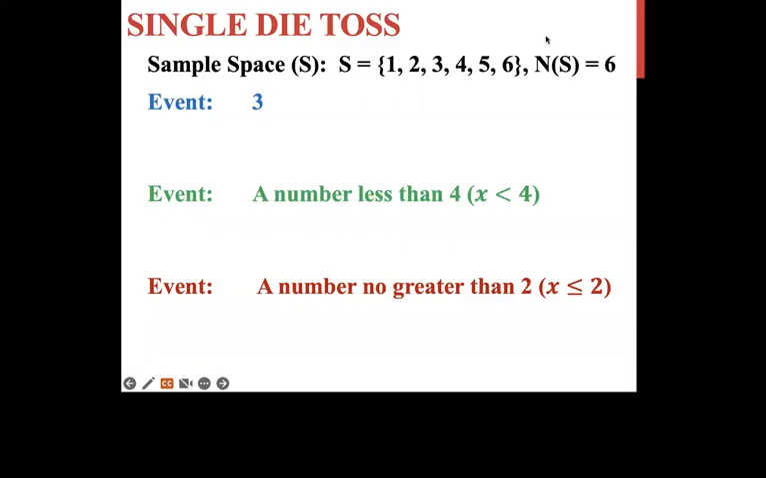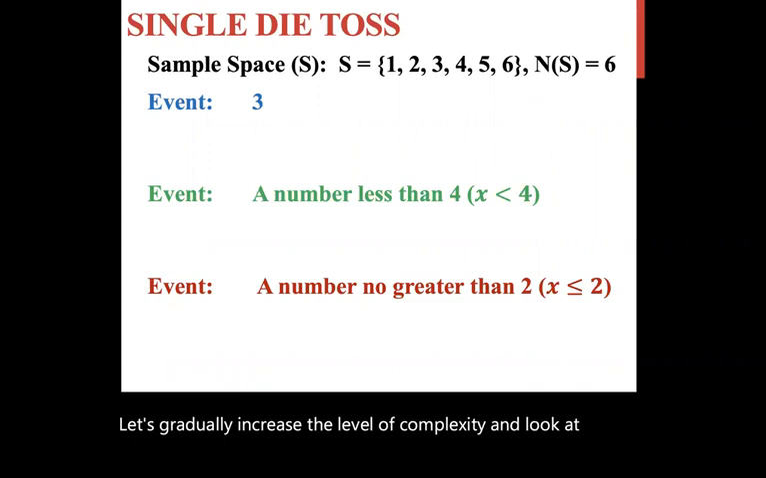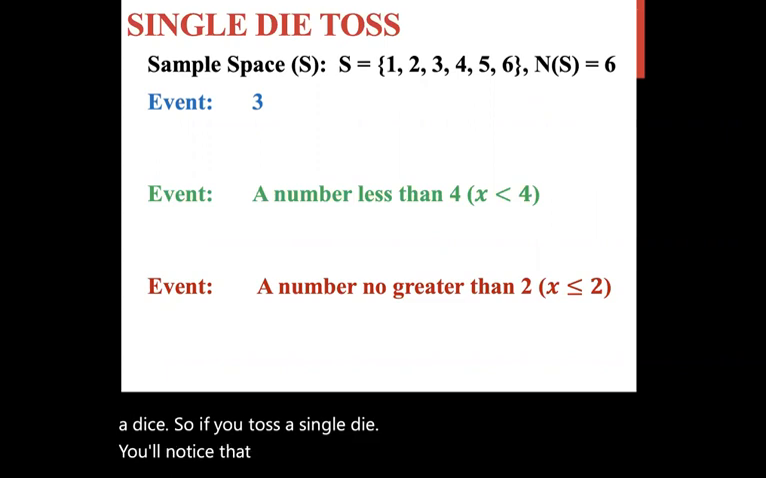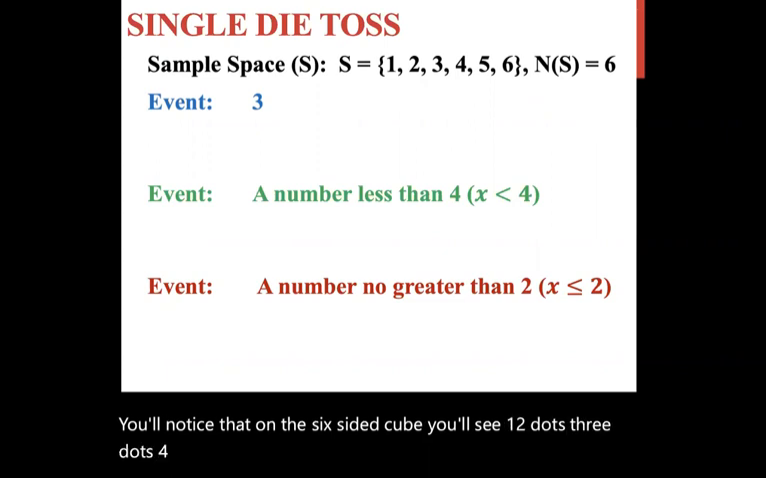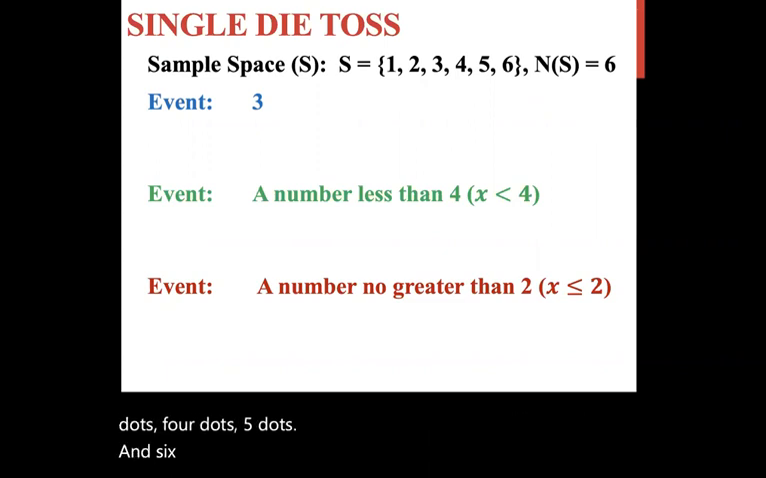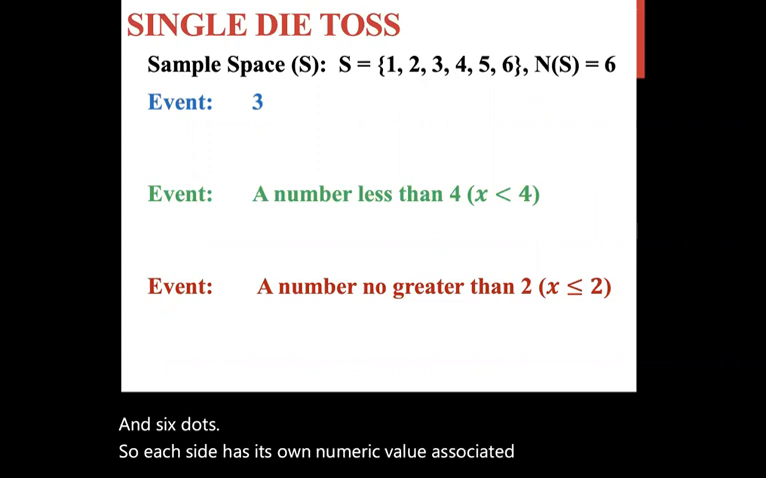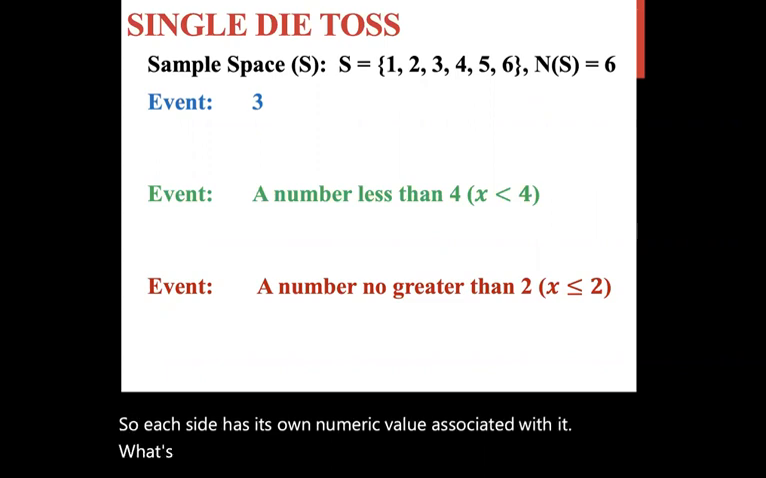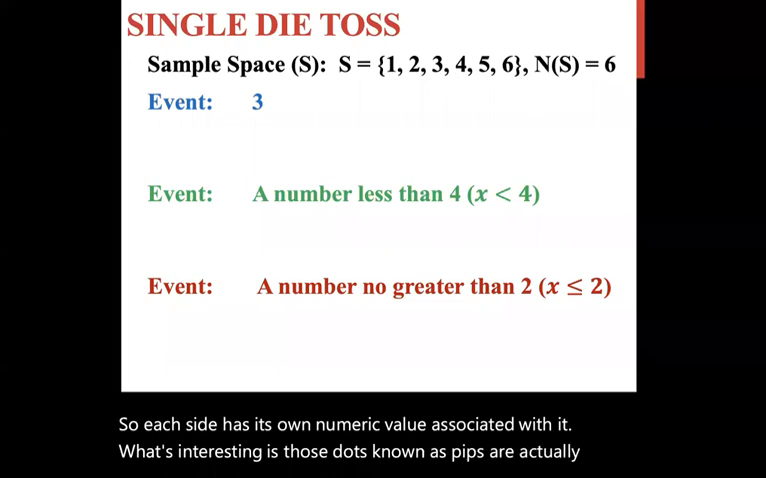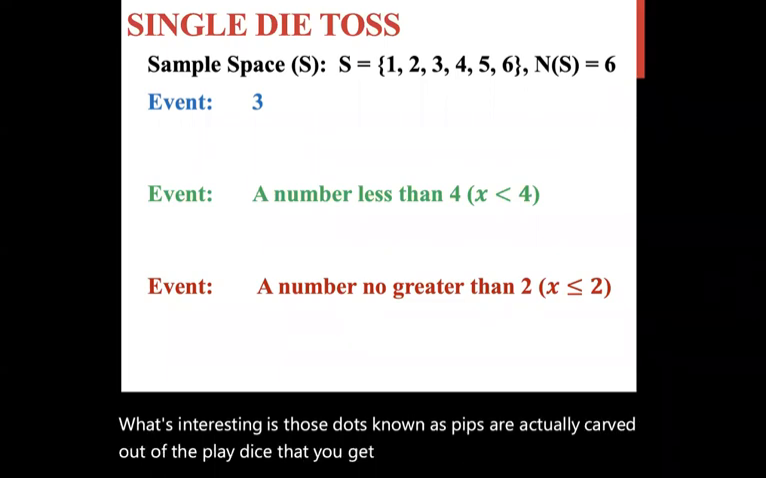Let's gradually increase the level of complexity and look at tossing a dice. So if you toss a single die, you'll notice that on the 6-sided cube, you'll see 1 dot, 2 dots, 3 dots, 4 dots, 5 dots, and 6 dots. So each side has its own numeric value associated with it. What's interesting is those dots, known as pips, are actually carved out of the play dice that you get in most of the games that you'll see.